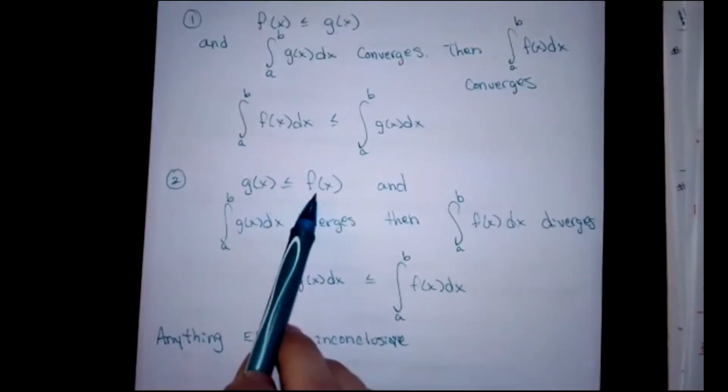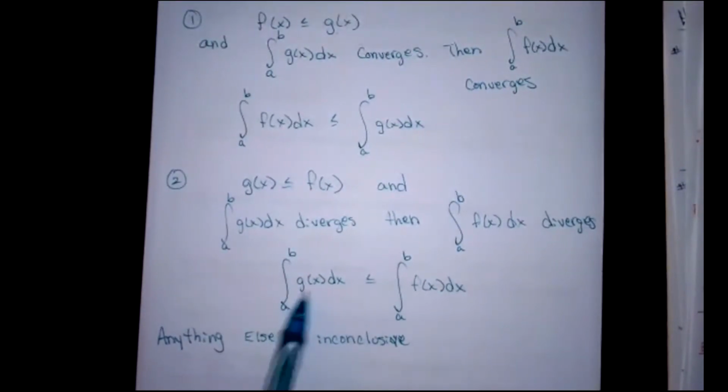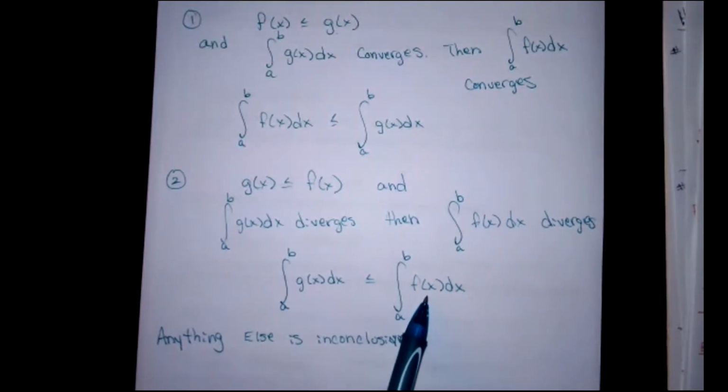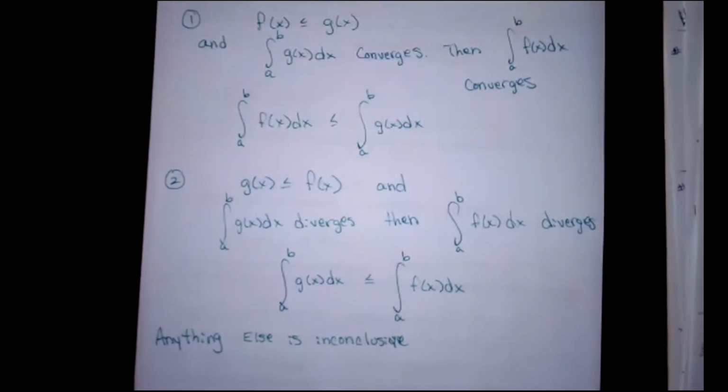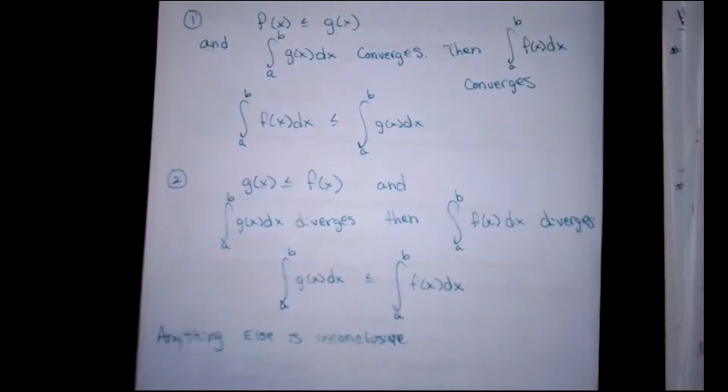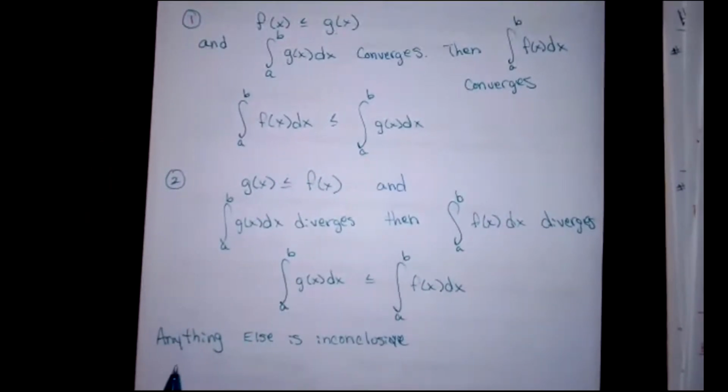Likewise, in this case, if g of x is less than f of x, and g of x is finite, let's say this one converges, I can't tell anything about this one. It could converge to a bigger number, or it could be infinite. It's inconclusive. We don't know. So the practice is trying to make sure you're setting up the correct comparison to use.